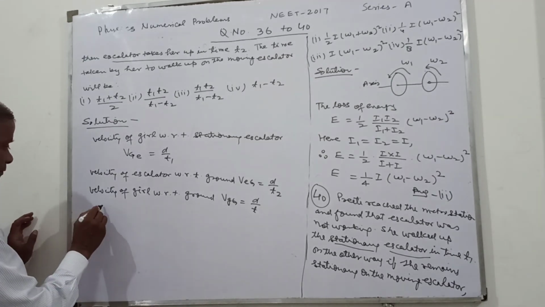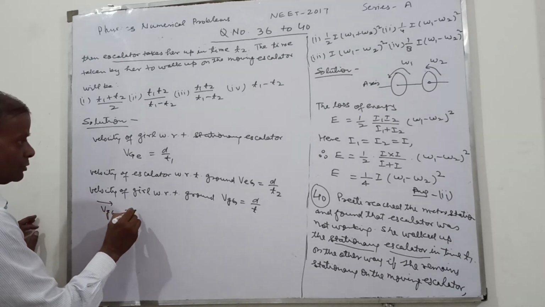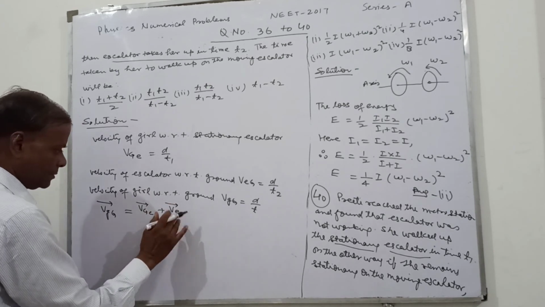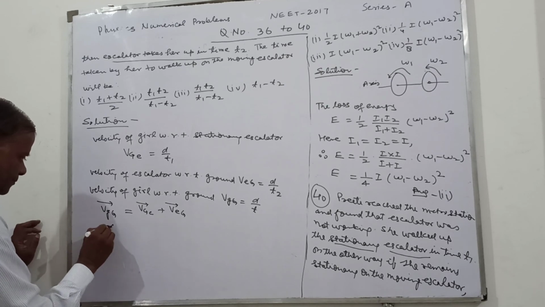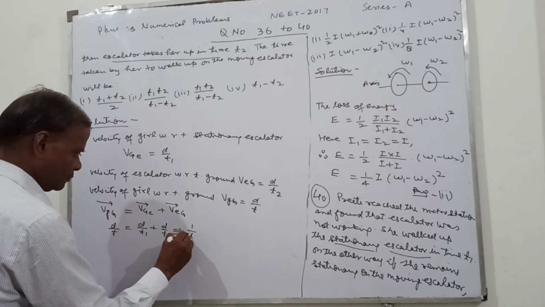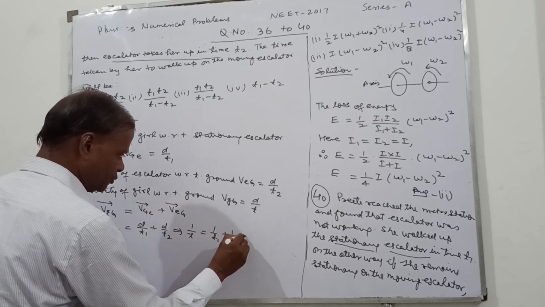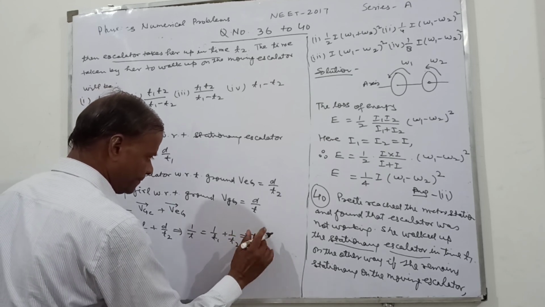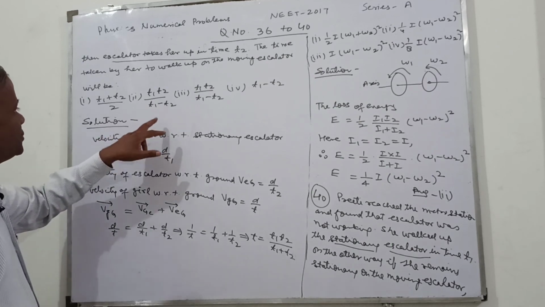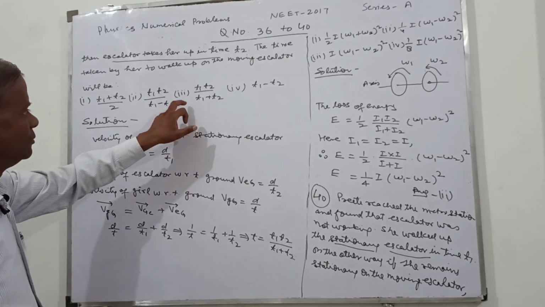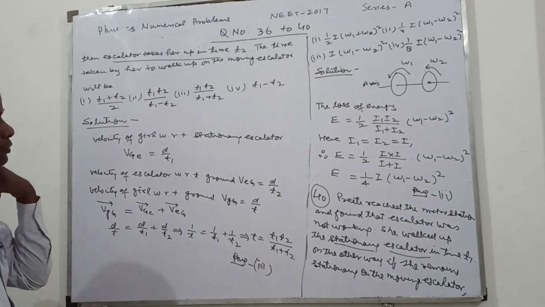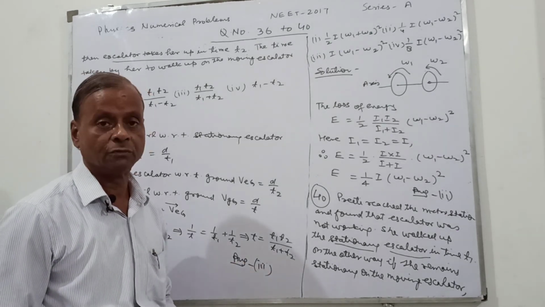By taking VGG equal to VGE plus VEG, this is d upon t equals d upon t1 plus d upon t2. So this will give 1 upon t equal to 1 upon t1 plus 1 upon t2, and this will give you t equal to t1 t2 upon t1 plus t2. So the right answer is the third one. The girl will take the time t equal to t1 t2 upon t1 plus t2.